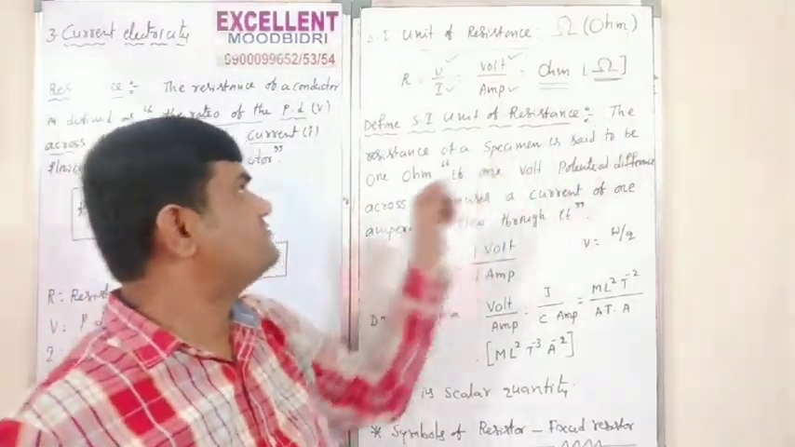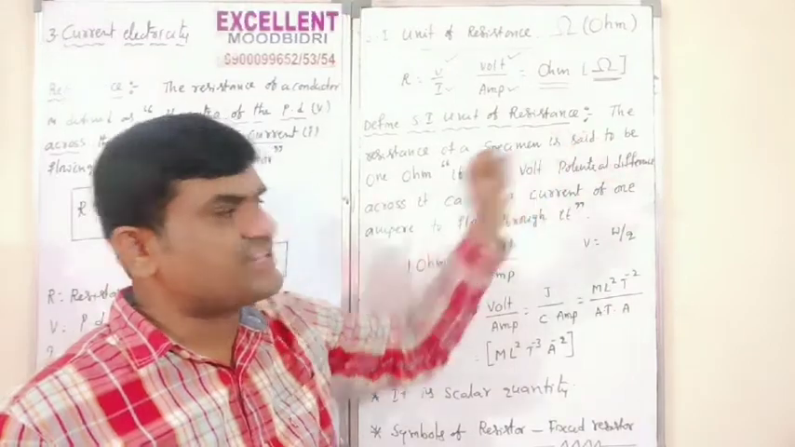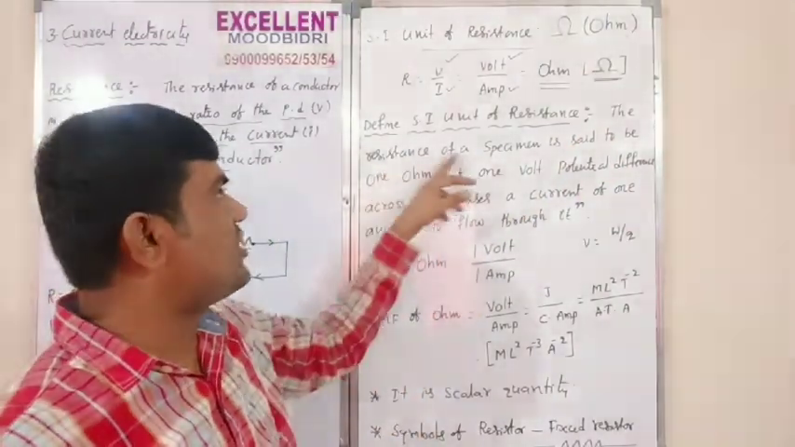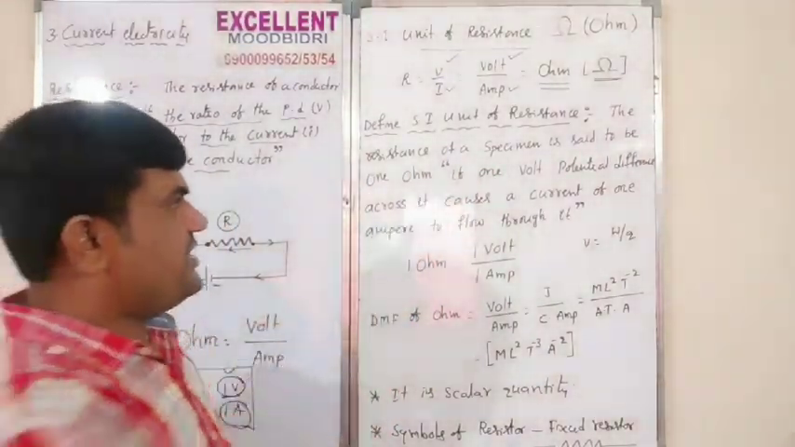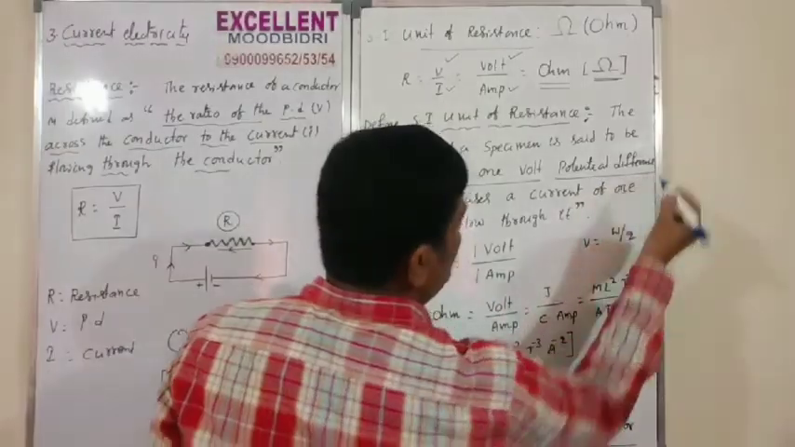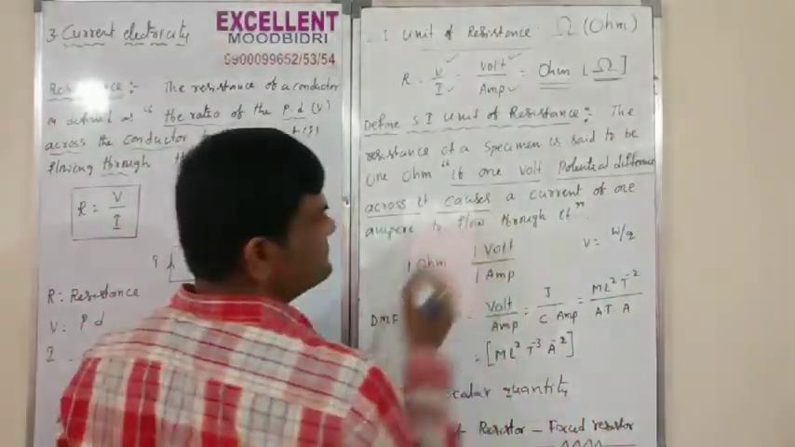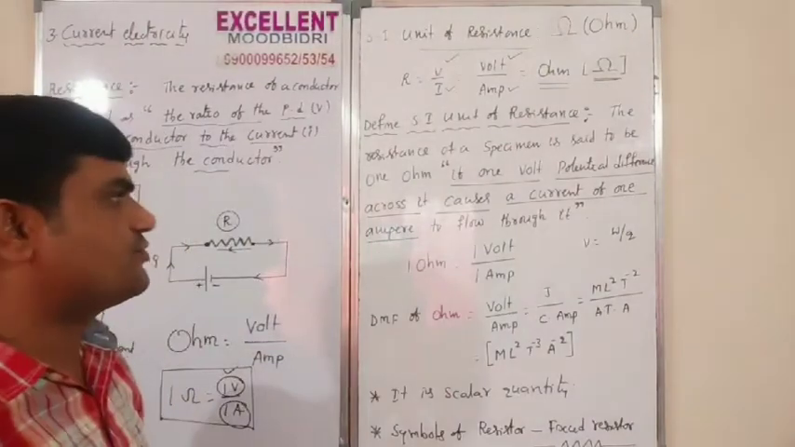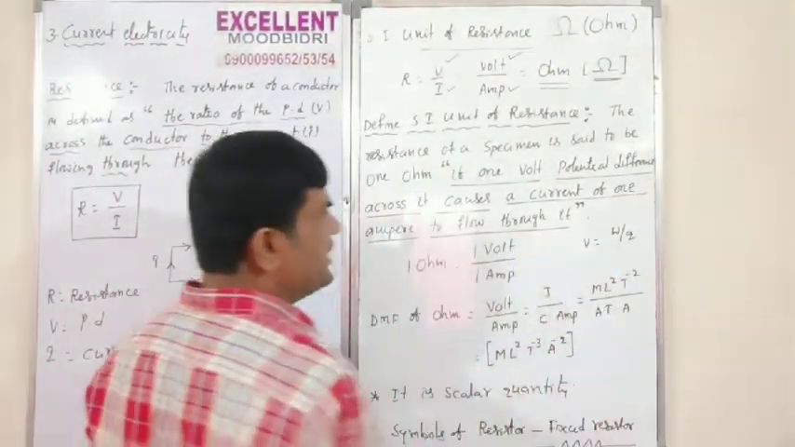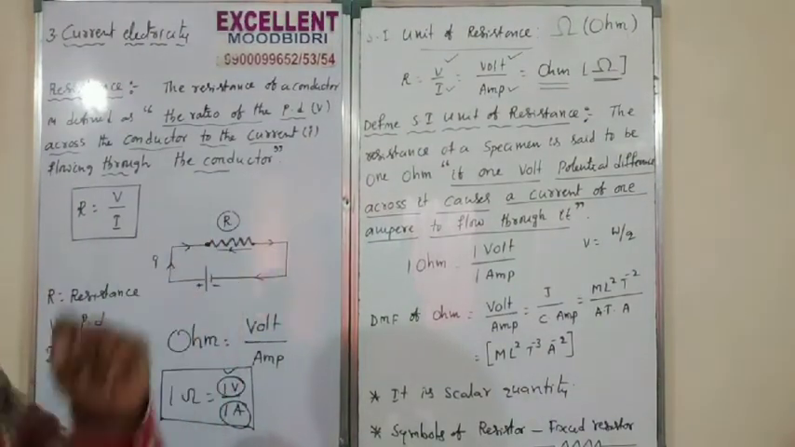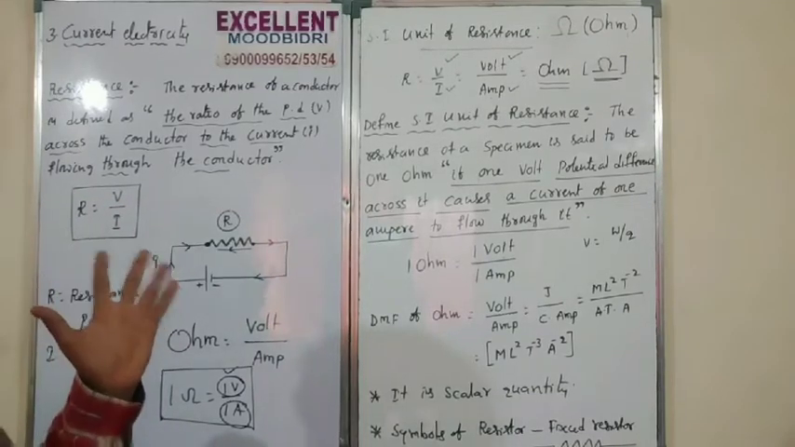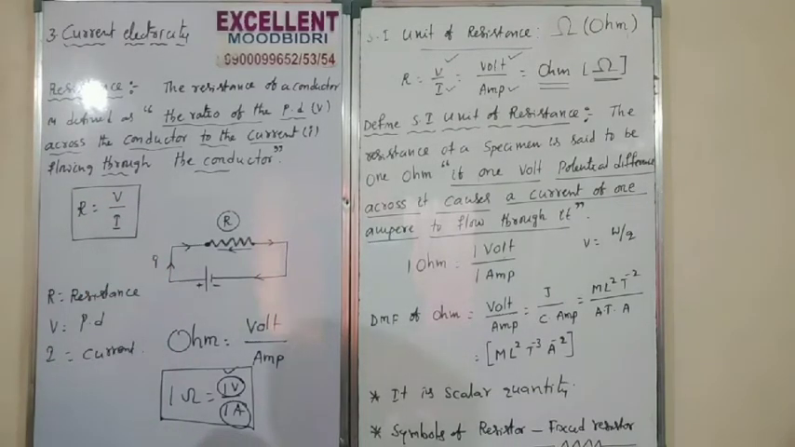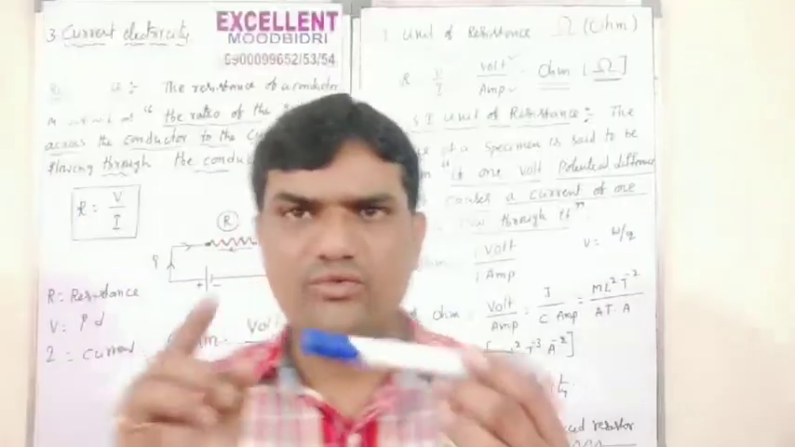The resistance of a specimen resistor is said to be 1 ohm if 1 volt potential difference across it causes a current of 1 ampere to flow through it. Alright, that means the wire is having 1 ohm resistance.